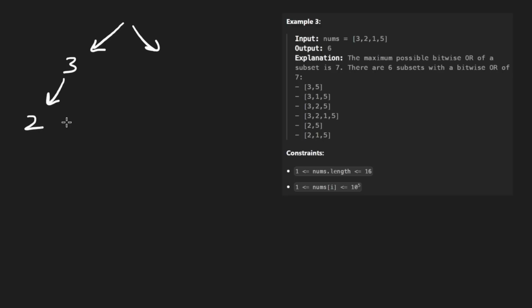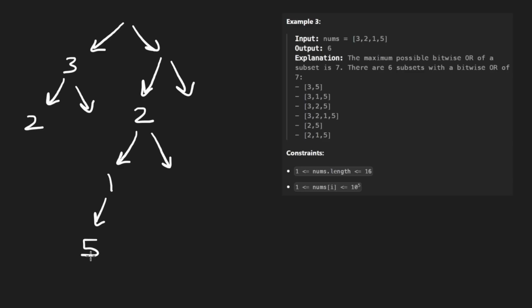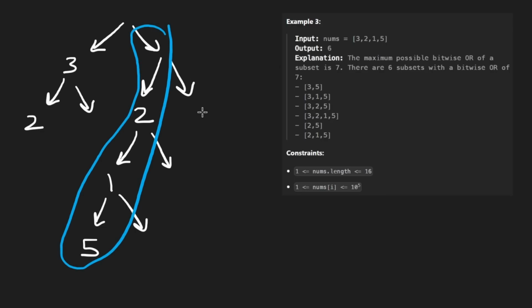Here we can choose 2 or we skip it. Here we can choose 2 or skip it, etc., etc. So I'll just kind of do one of these real quick. Here we can get 1 or skip it. Here we could get 5 and skip it. So as we're computing this path, we could have 2 variables.